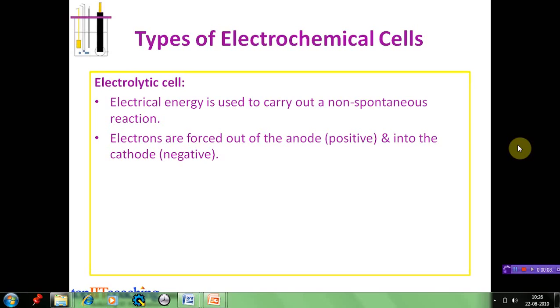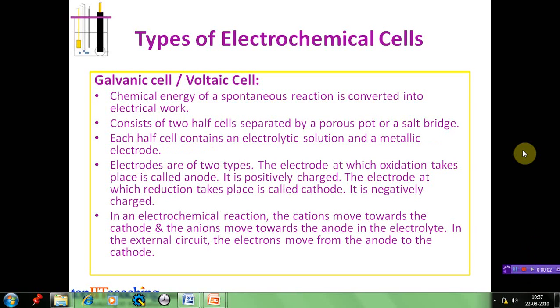Electrolytic cell. In electrolytic cell, the cell reaction is a non-spontaneous reaction which is carried out by using electrical energy. The electrons are forced out of the positive electrode, which is the anode, and they move into the cathode, which is the negative electrode.